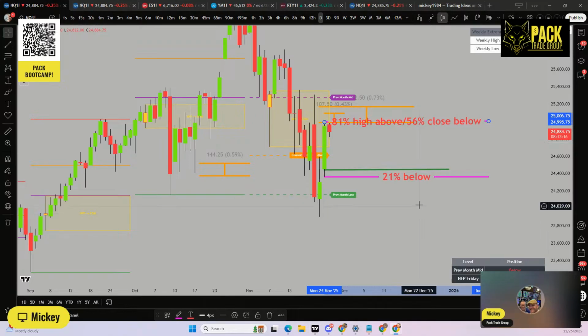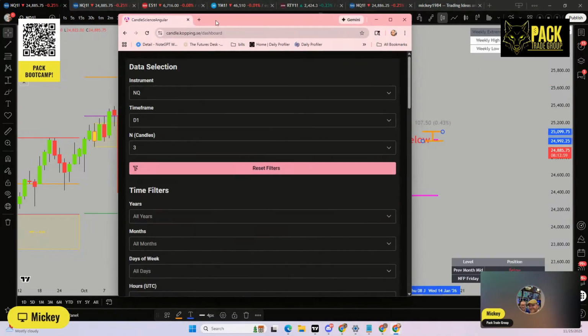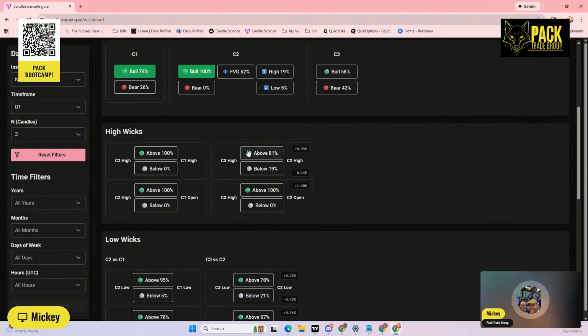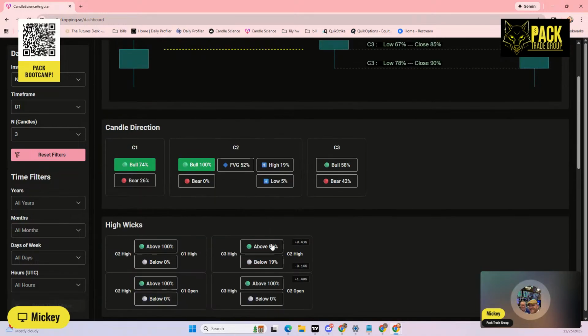Okay, cool. We can see that based off of Friday and Monday, there's an 81% probability of taking out previous day high. There's a 21% probability of taking out previous day low. If we take the opening price, obviously that shifts, right? So we can see that this is the 81% of the high. Friday was bullish. Yesterday was bullish. Yesterday closed above the high, giving us the 81%.